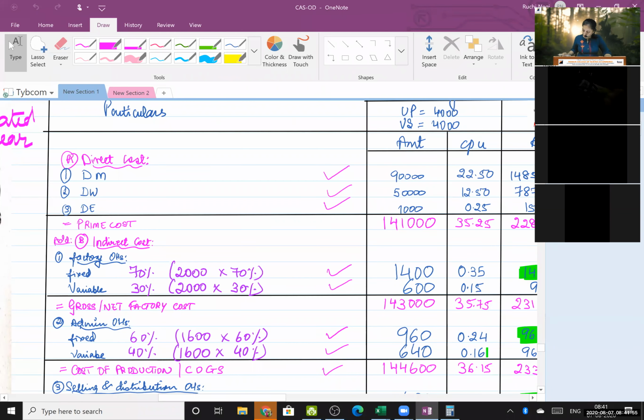First answer I want is for 90,000. Type 90,000 plus equal to, 22.5. Then type 50,000 plus equal to, 12.5, like this. 1,000 plus equal to, 25 paisa. Keep doing that. This sum you people are going to try.